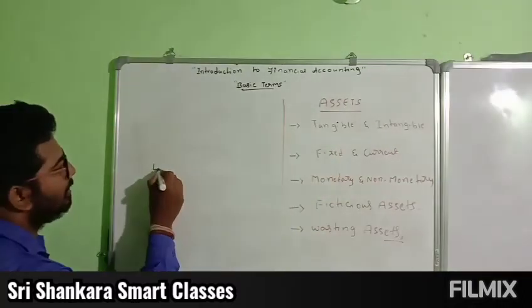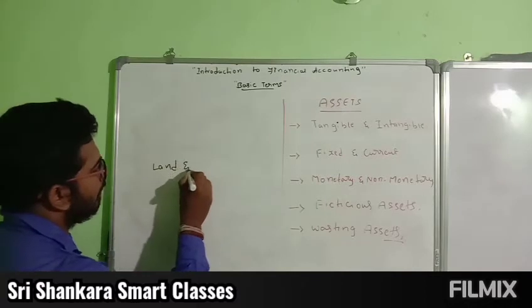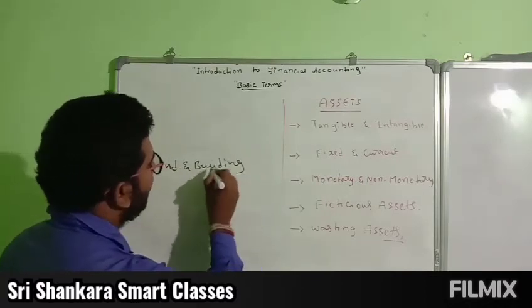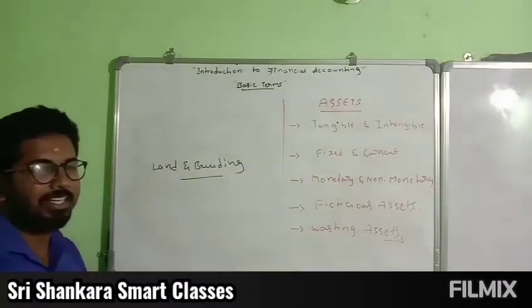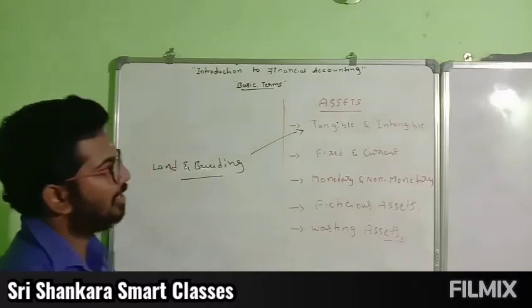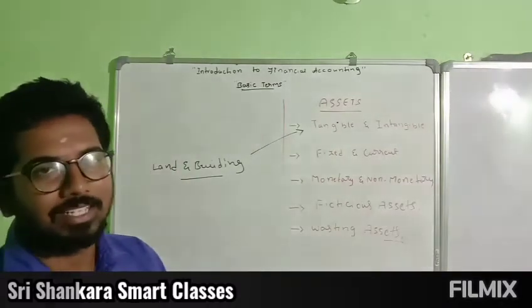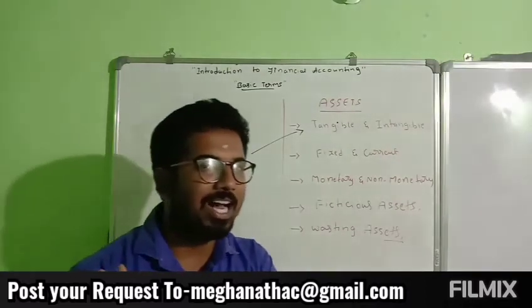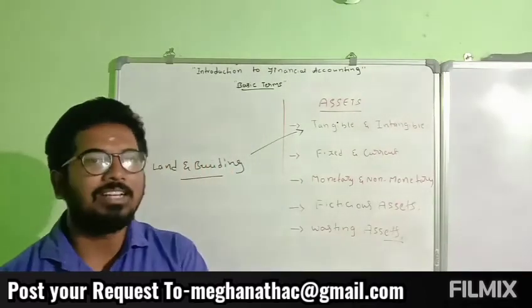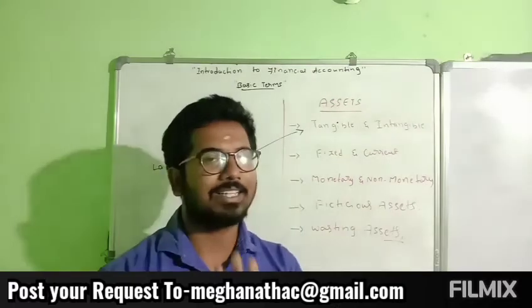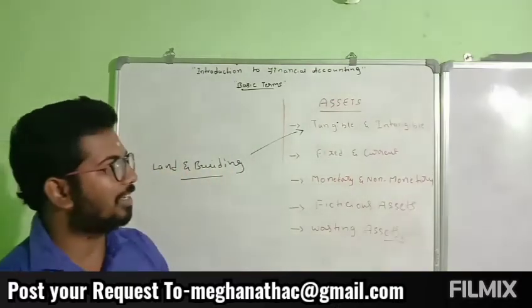Example, you can take land and building. We can see the land, we can touch the land, so we call it tangible assets. Then intangible assets. Intangible assets refers to the things which do not have any physical existence. That means we are not able to see and touch them. That is what we call intangible assets.